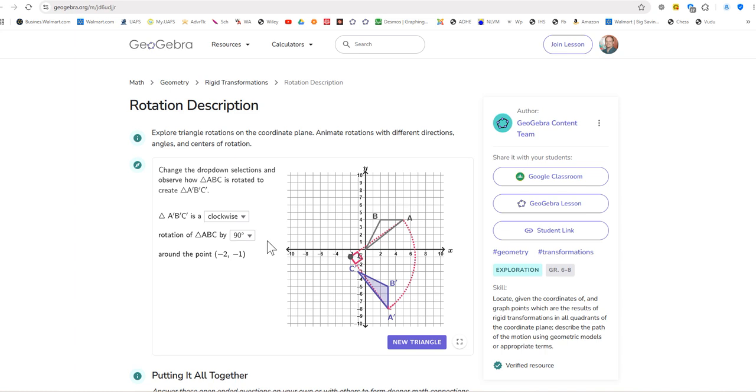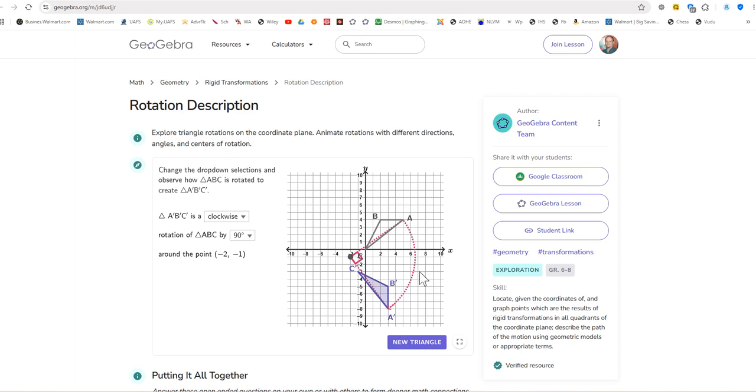Okay, exploring triangle rotations on the coordinate plane. A triangle is going to rotate to a congruent image of a triangle. A rotation is an isometry. Okay, and we can see what has happened here. So which way did we go? We're starting with the one up here, which is the pre-image. The one that's shaded in down here with the primes is the image.